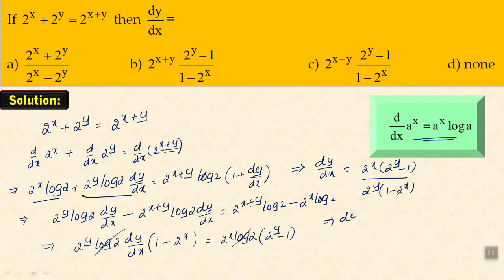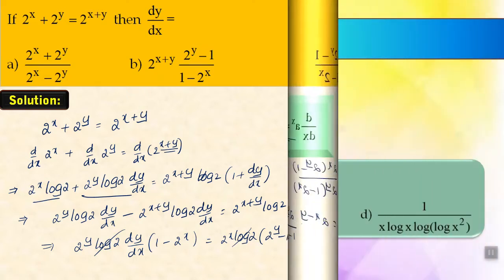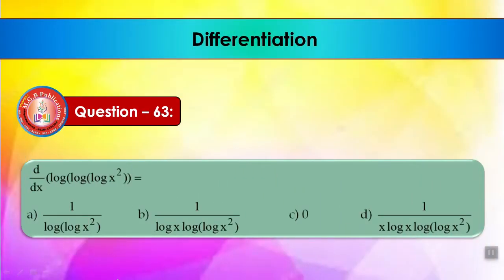That implies dy by dx is equals to 2 power x minus y into 2 power y minus 1 divided by 1 minus 2 power x. Therefore, the answer is option C. Dear students, see the question number 63. Read the question and write it.